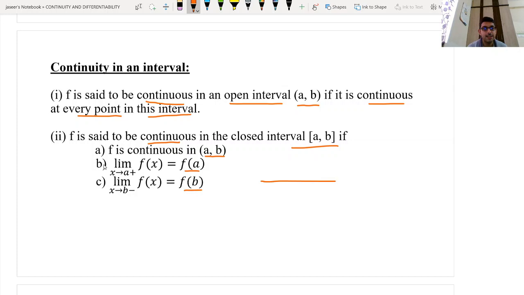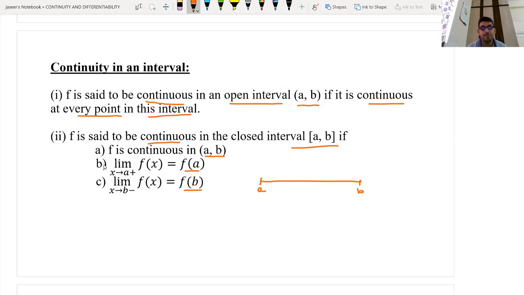So if you are considering a closed interval [a, b] and checking the continuity of a particular function in this interval, it should be continuous at every point in the open interval (a, b), that is excluding a and b. The right hand limit at x equals a of f of x should be equal to f of a, right hand limit only, and the left hand limit at b should be equal to f of b, because we are considering this particular interval. The right hand limit at b will be outside this interval. Similarly, the left hand limit at a will be outside this interval.